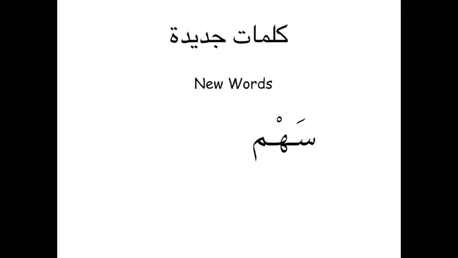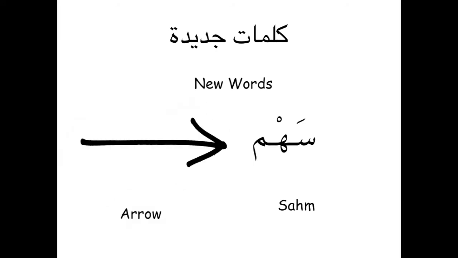Sin with a fatha is sa. Ha with a sukoon is ha. And finally a mim, m. That makes sahm, which is an arrow. Notice how ha looks different in the middle of the word.